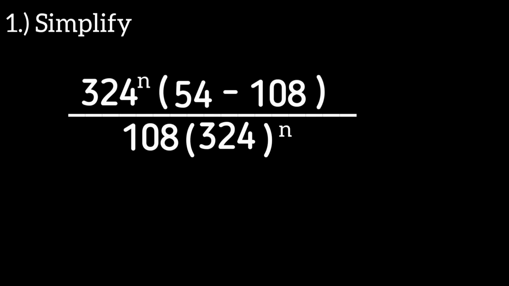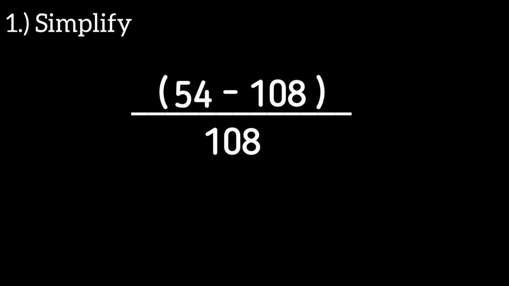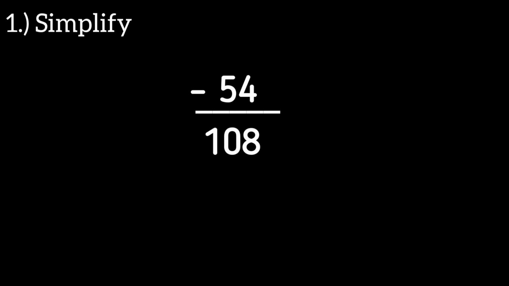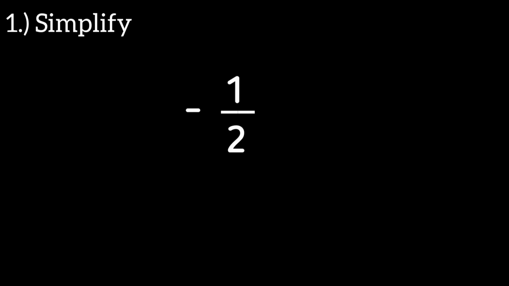And now it becomes clear that since 324 raised to power n is present in both the numerator and denominator, then they'll simply cancel each other out, leaving behind 54 minus 108 all over 108. 54 minus 108 is minus 54. And when we divide out, we get minus 1 over 2, which is our final answer.